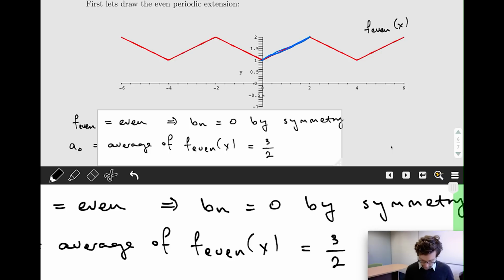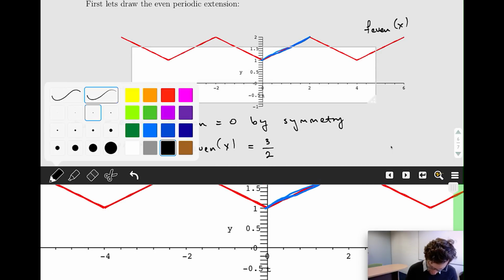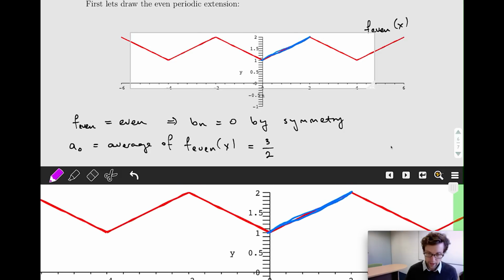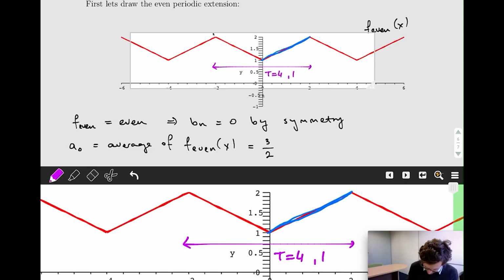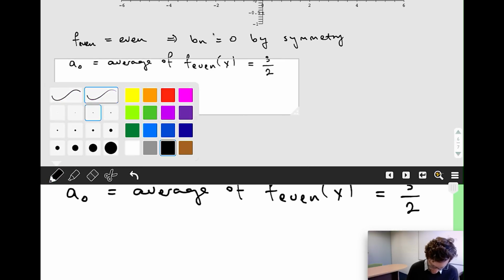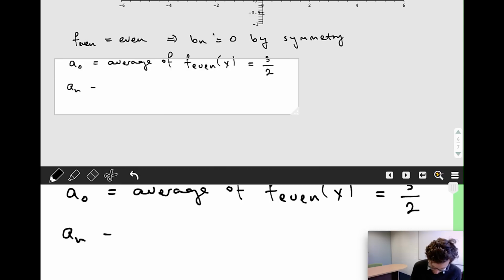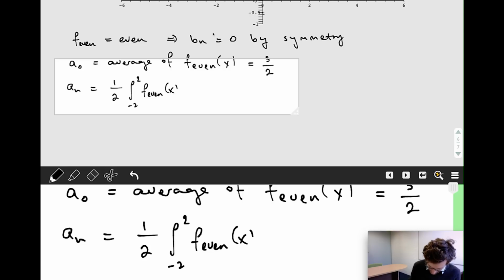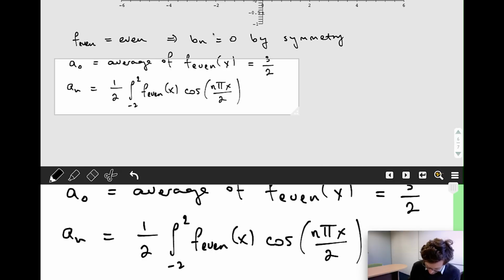Let's figure out what the period of this function is. You can see that I took my original function shown in blue here and doubled it in size to make an even function. So the period is going to be 4, which gives me a half period of 2. That's what I'm going to use now in my formula for the ANs. So I've just got one integral to do. 1 over L, integral from minus L to L of f even x cosine n pi x over 2 dx.